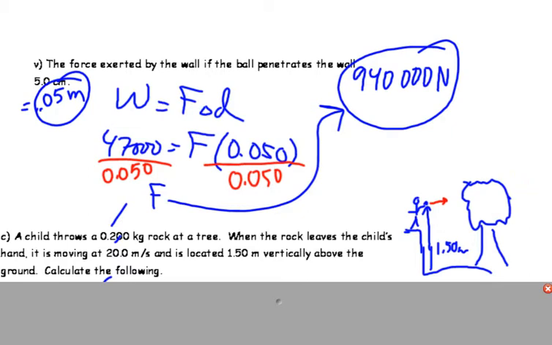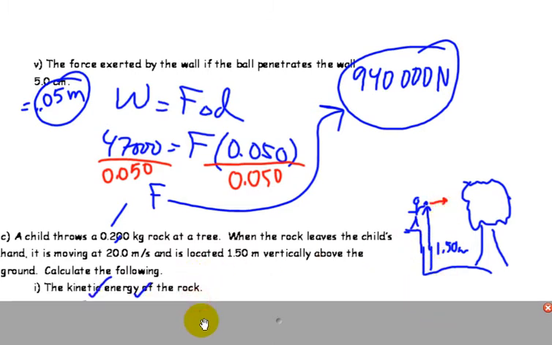Okay, next question. A child throws a 0.2 kg rock at a tree. When the rock leaves the kid's hand, it's moving at 20 meters per second and is located 1.5 meters off the ground. Calculate the following. I'll maybe leave you to see if you can figure this out, and then we'll come back and see how you made out with the questions here. So just do it all in steps, and then we'll come back and take a look at how you did.